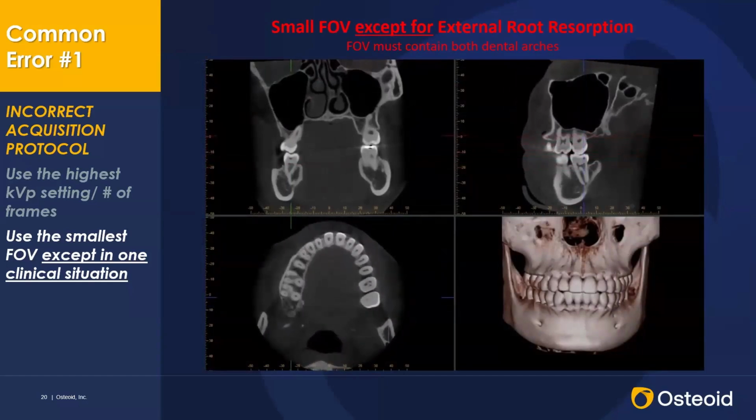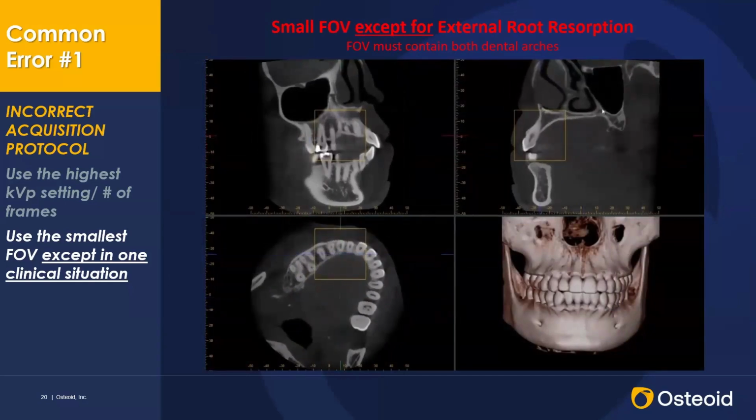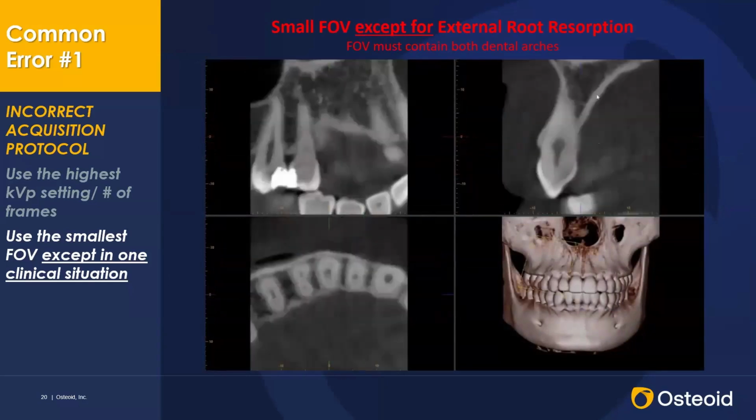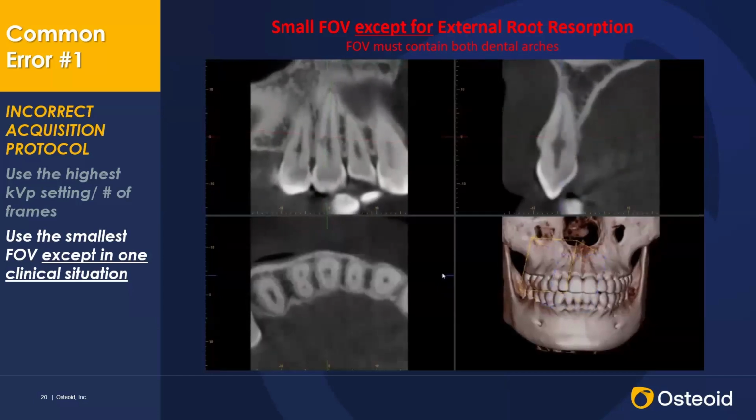CT of the maxilla. And if you can see very clearly, I'm going to identify now another area of external root resorption in the maxilla. And here it is here. You can see it's at the cervical to mid-third of the root. And the axial image, there it is on the top left-hand side. The sagittal image shows it very closely. So we do have one exception to that small field of view, and that is if the patient presents or there is suspicion of external root resorption, we will take a field of view including both the maxillary and mandibular areas.